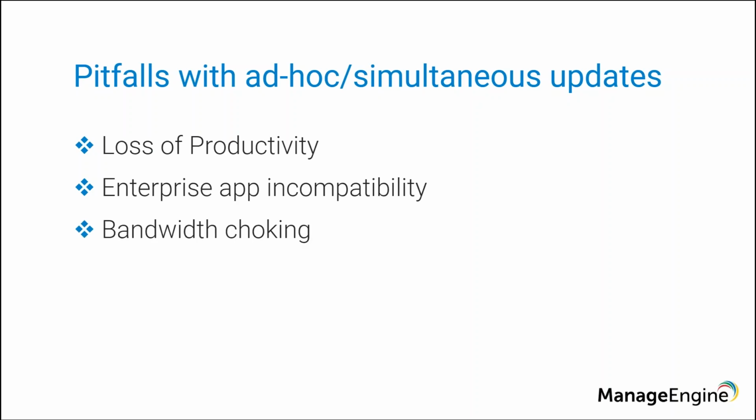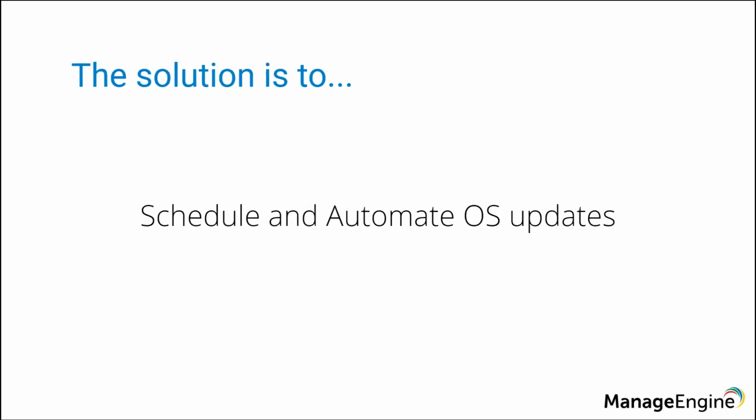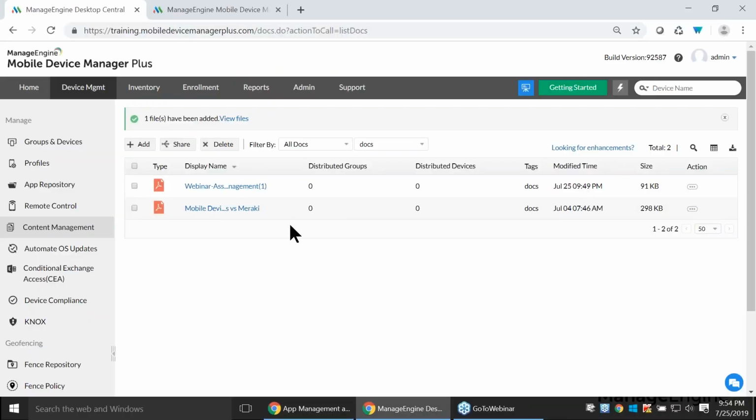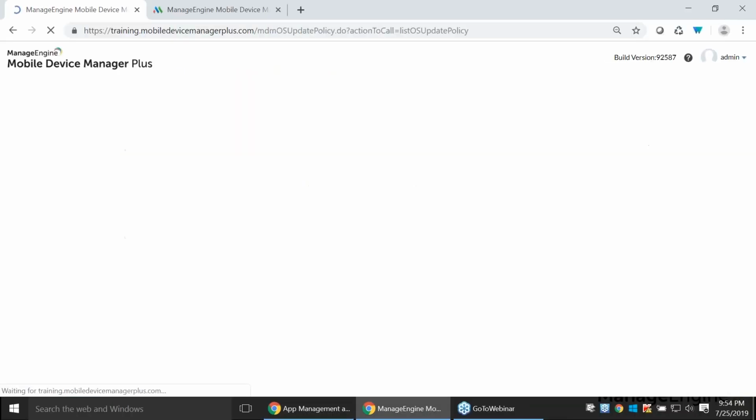And the next thing would be bandwidth choking. Take, for example, there are 500 devices, Android or iOS. You're going to update the OS version in all the devices at one single time. It will not be just one 1.5 GB file. It would be 500 times 1.5 GB files, which would mean your network would take a huge toll. And to overcome that is why you would have to schedule and automate your OS updates. So let's see how you can schedule and automate an OS update.